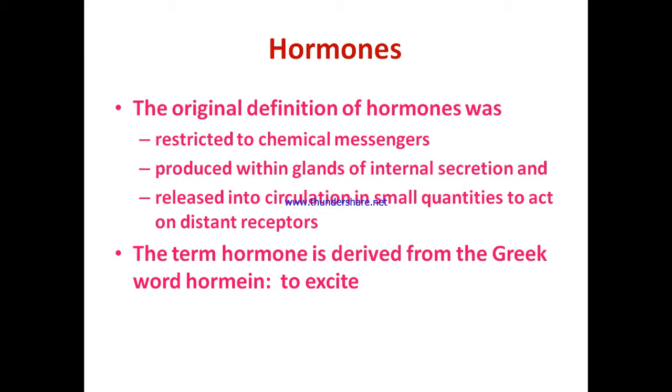The original definition of hormone was restricted to chemical messengers which are produced within glands of internal secretion. So originally hormones were classified as chemical messengers which are secreted in specific glands and released into circulation in small quantities to act on distant receptors. So their transport is through circulation only. That was the original definition of hormones. The term hormone is derived from the Greek word hormene, to excite. That was the function of the hormones, to excite physiological and metabolic functions.